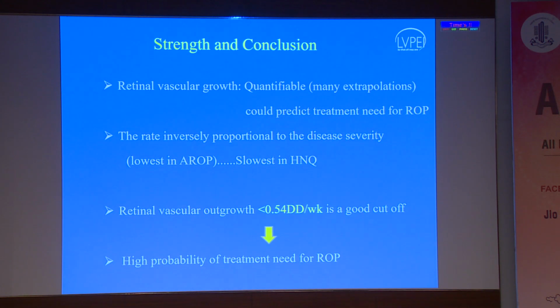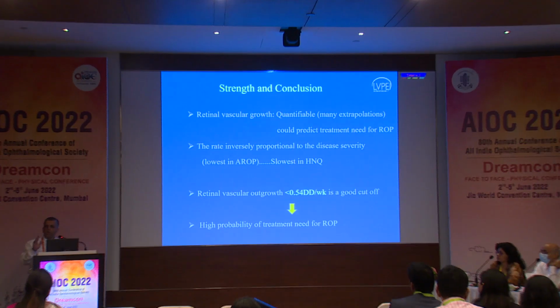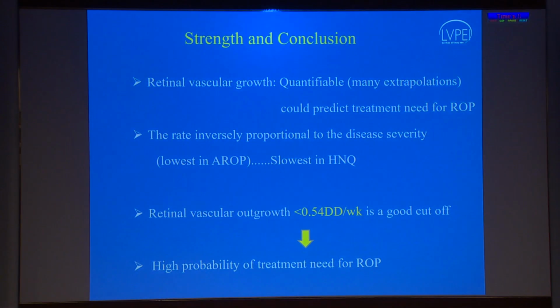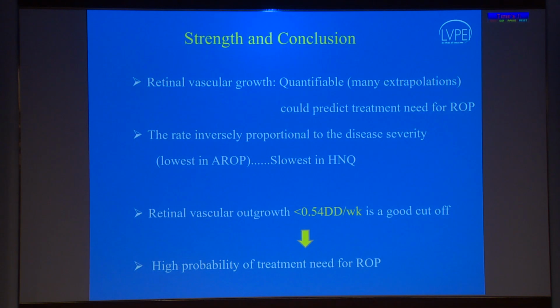The rate can alert one that these are the babies who would probably need treatment, and to observe them closely, and it can be a good tool for artificial intelligence in ROP management in future. The rate is inversely proportional to disease severity, lowest in AROP and slowest in the horizontal nasal quadrant. At a rate less than 0.54 disc diameter, this is a good cutoff and a high probability of treatment need.